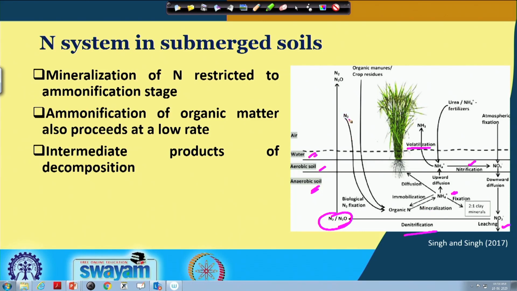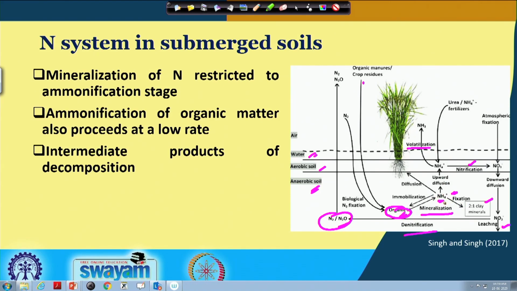nitrogen from the atmosphere gets fixed through biological nitrogen fixation, and also due to the addition of organic manures and crop residues, organic nitrogen will form. So, biological nitrogen fixation produces organic nitrogen, and the addition of manures and crop residues also produces organic nitrogen. This organic nitrogen, through the process of mineralization, produces ammonium. This ammonium gets fixed into the 2:1 type of clay mineral, or it can be immobilized into organic forms.